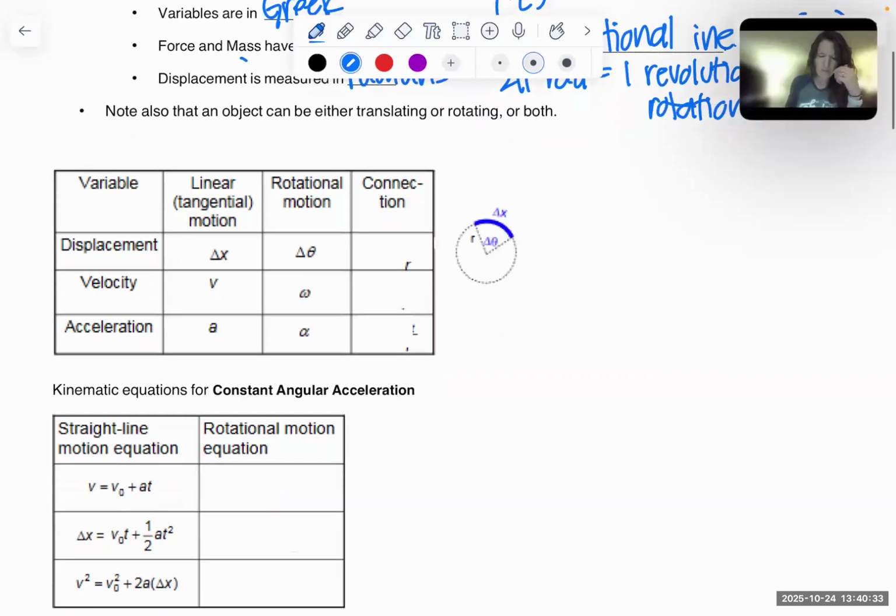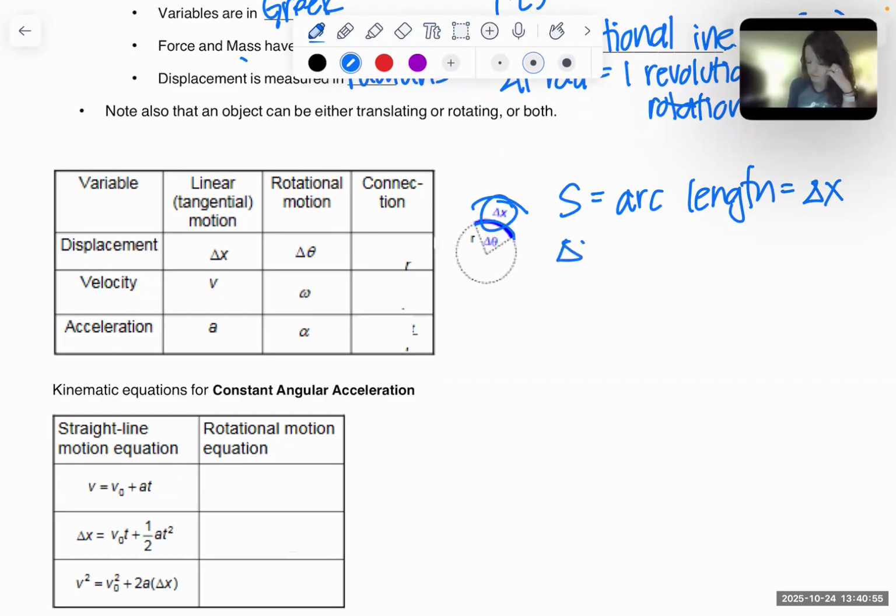And so here are all of our variables, and I'm going to show you how they're going to relate to our linear motion variables. Probably you have seen at one point in your life S equaling arc length. This is also interchangeable with delta x, like in this picture right here. Our delta x is this arc length. And so our arc length is equal to our radius times our angle. So let's put that over here actually. So radius times theta. And very similarly, our velocity is equal to radius times angular velocity. And acceleration is equal to our radius times angular acceleration.